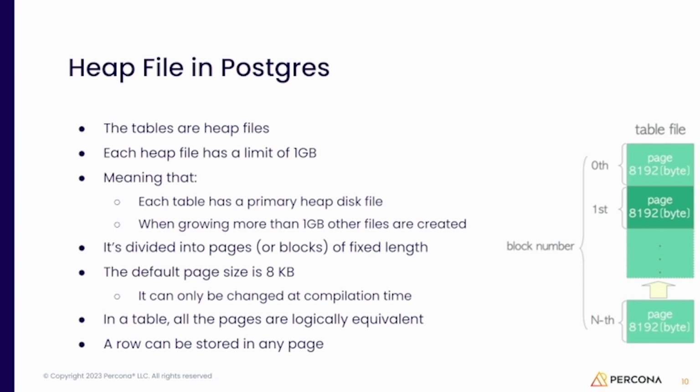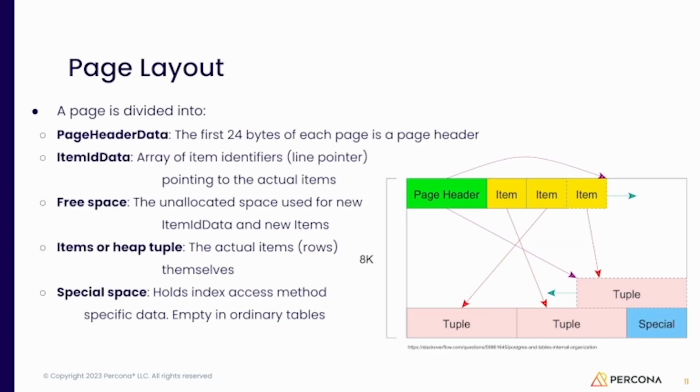As we see here, the block files are the full 8 kilobytes, right? So in a table, all pages are logically the same. Just because it's not organized as an index, it's just a normal file, all pages are basically the same. They have a header at the beginning.